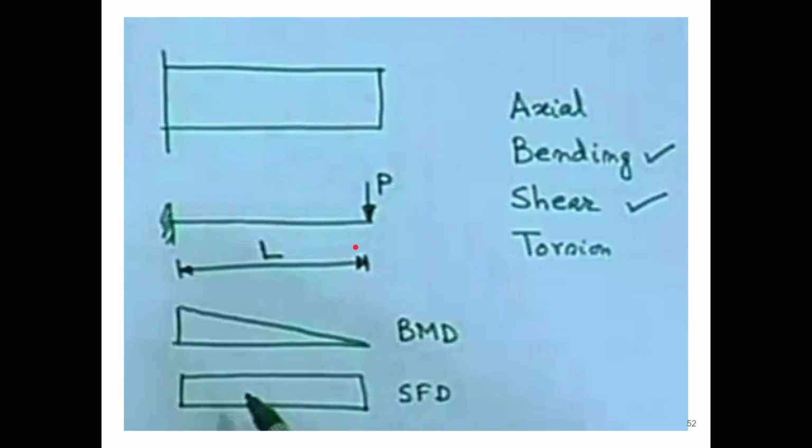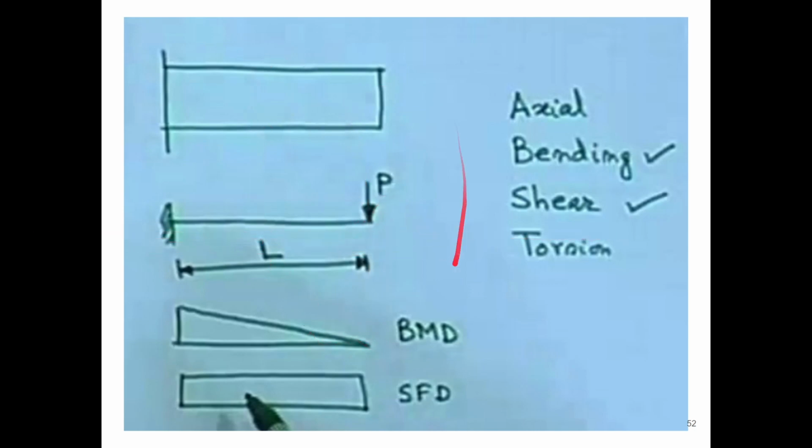If we consider this case, there will be only two cases developing. One is bending, as you can see from the bending moment diagram, and the other is shear, which is this one, the SFD, shear force diagram. Axial will not develop because for axial we need a horizontal load along the line. And for torsion, this P load has to be acting at an axis which is at a distance from this line. It cannot be directly at the line.